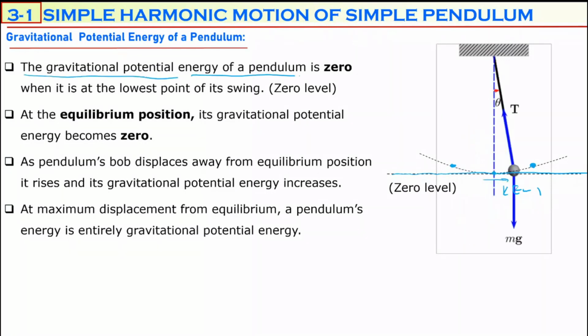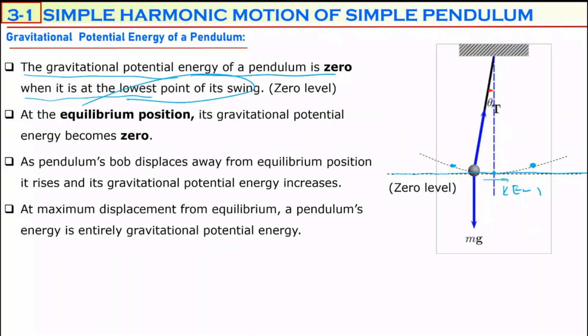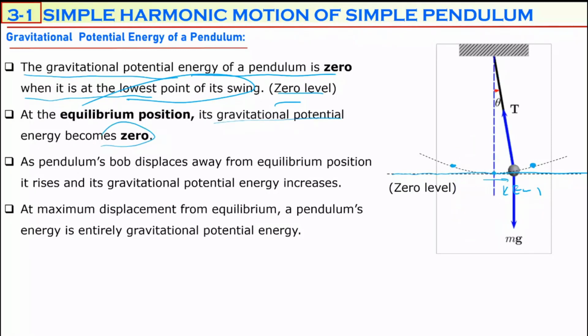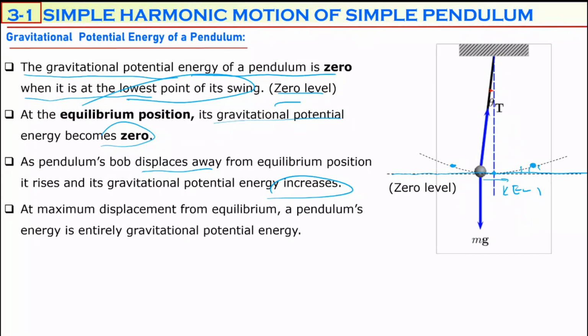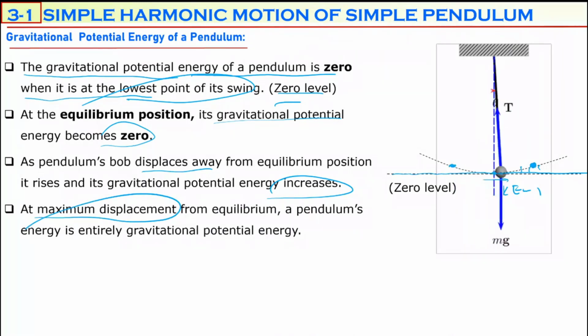So the gravitational potential energy of the pendulum is 0 when it's at the lowest point of its swing, which is known as the zero level. As the pendulum bob is displaced away from the equilibrium position, as it is rising, its gravitational potential energy increases, but kinetic energy decreases. At the end, at maximum displacement from the equilibrium position, gravitational potential energy becomes maximum, but kinetic energy becomes 0 because the mass stops.